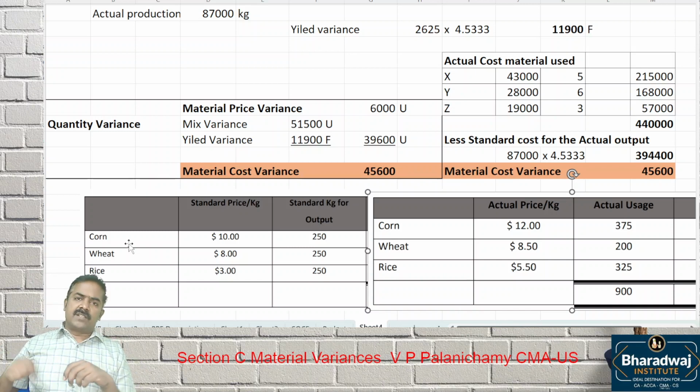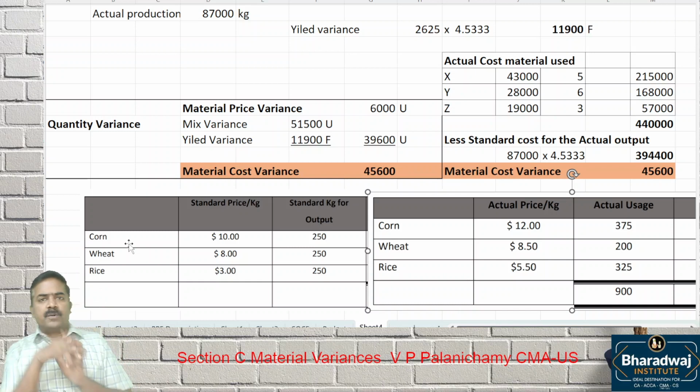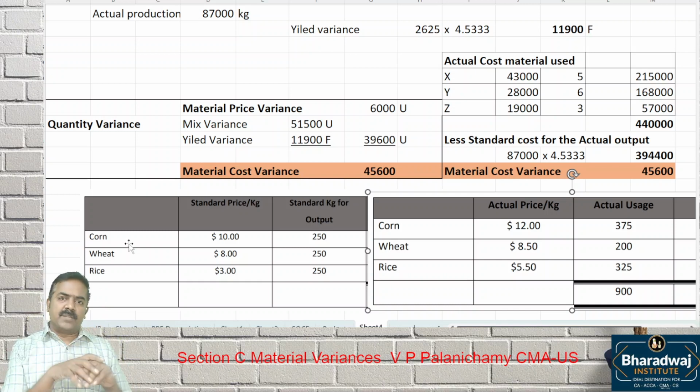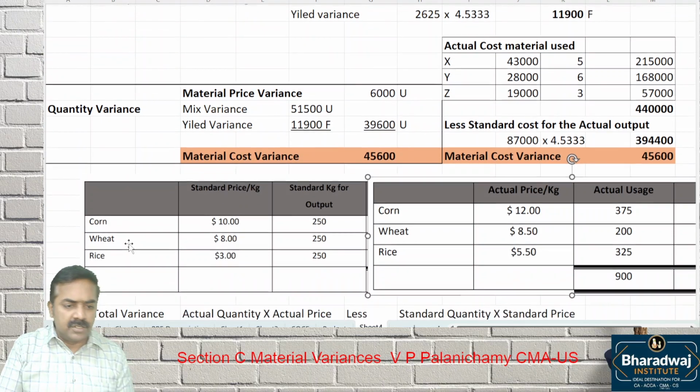Material price variance, all those things. Then you have to just report or type the answers, like material price variance this much, yield variance this much. Now I request you to copy this question, then we will proceed.